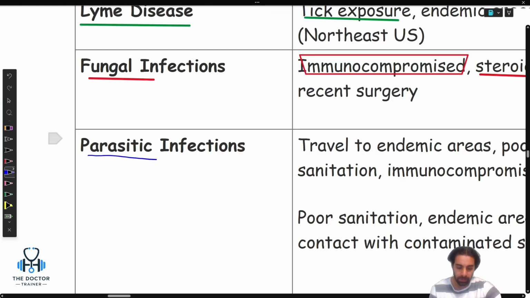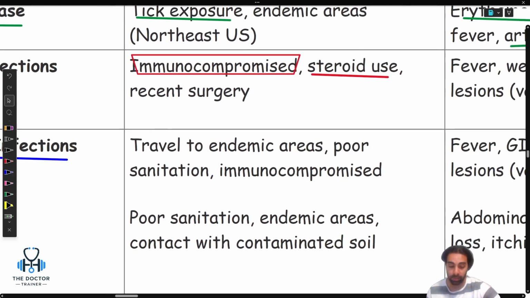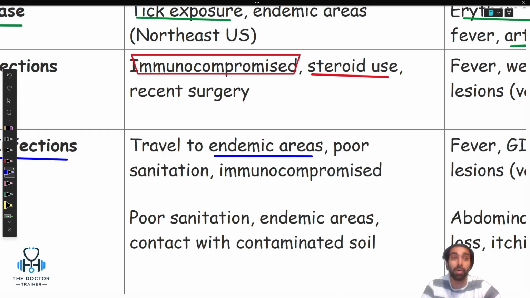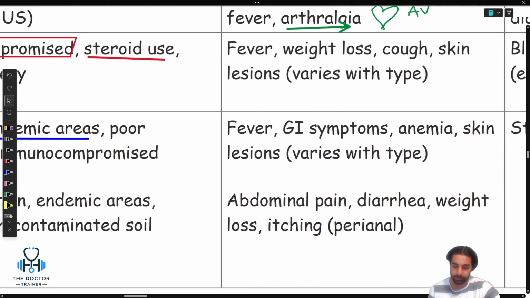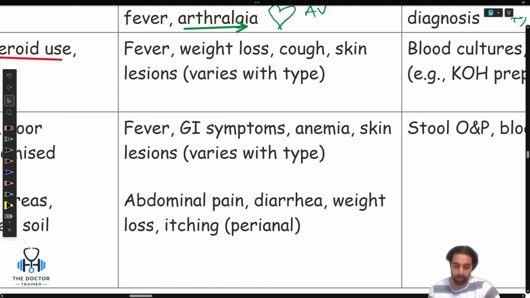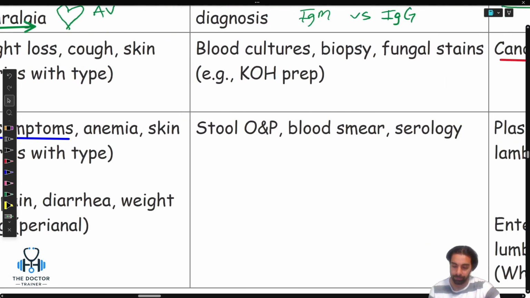All right, lastly, parasitic infections. These are patients who've traveled to endemic regions, and if they've had poor sanitation of their food, undercooked meats, and then sometimes immunocompromised. And depending on what we're dealing with, you can get fever, GI symptoms like diarrhea, abdominal pain, itchiness in the anus or rectum area, and then you can get some lab findings for these patients.